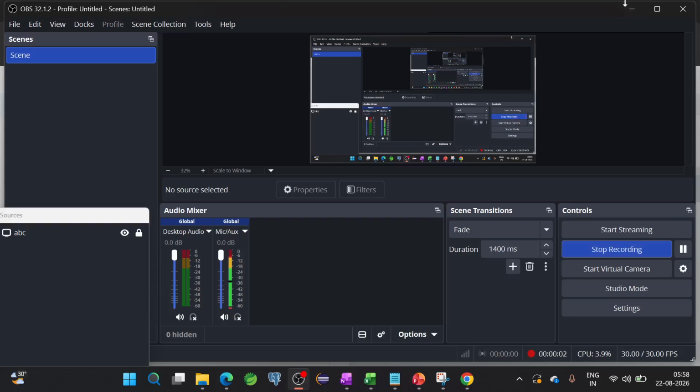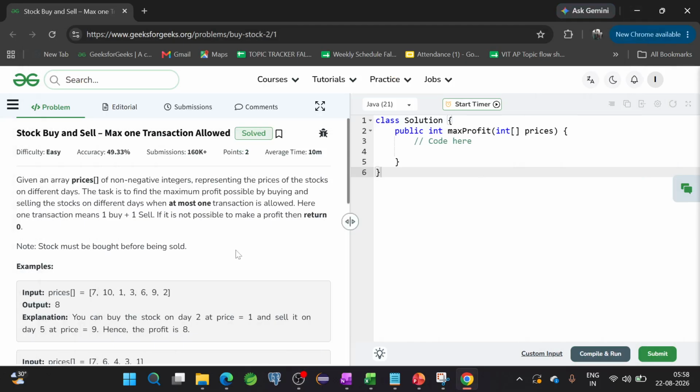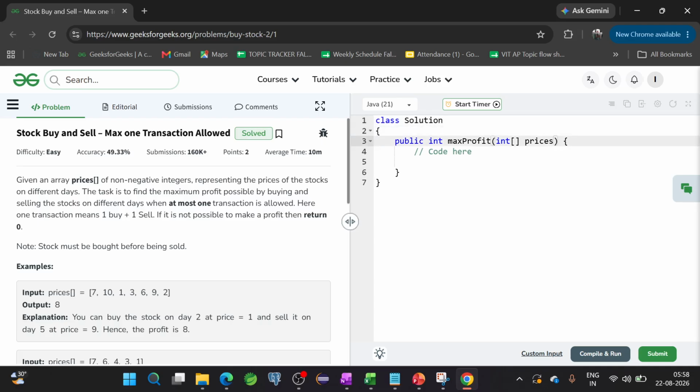Hello friend, today we have another question and it is an important question. First we will try to understand the question, then we will discuss the approaches, then finally I will solve the question in the GFG compiler.